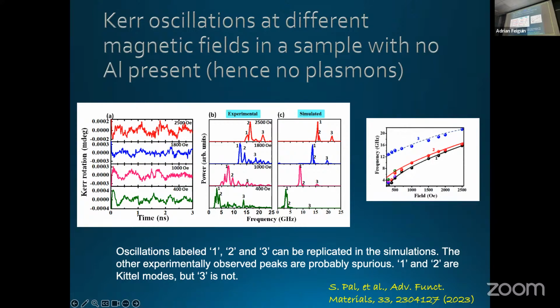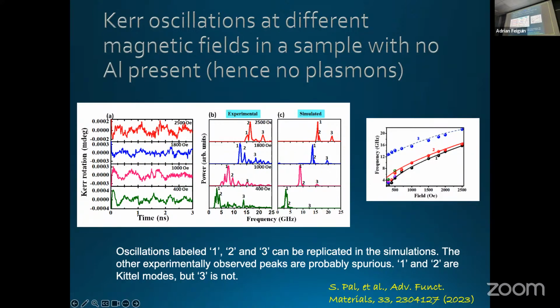And the power, you can see that we threw away all the high frequency peaks because we could not actually replicate them in the theory. And then we looked at those 3 peaks that we could replicate in theory. And then we plotted them versus the magnetic field. And we see we have 3 modes, 1, 2, 3. And this is their magnetic field dependence.